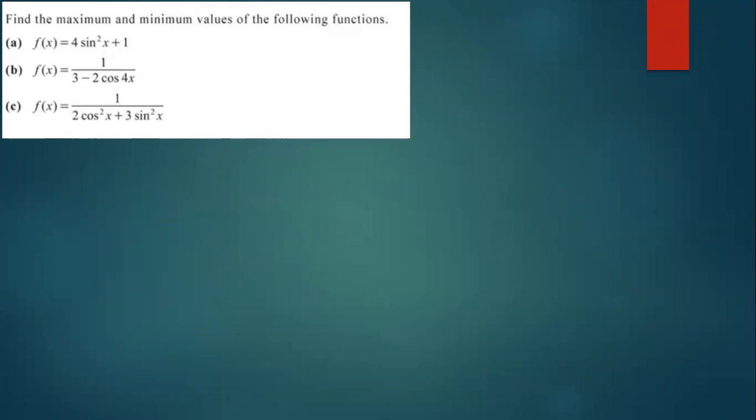Right now, try these questions, practice at home. Please write down, all of you. Practice at home. This is the DPP for you, daily practice problems. If there is a doubt, tomorrow we discuss. F of x is equal to 4 sine square x plus 1. Second one, 1 by 3 minus 2 cos 4x. Third one, 1 by 2 cos square x plus 3 sine square x. That is the question.